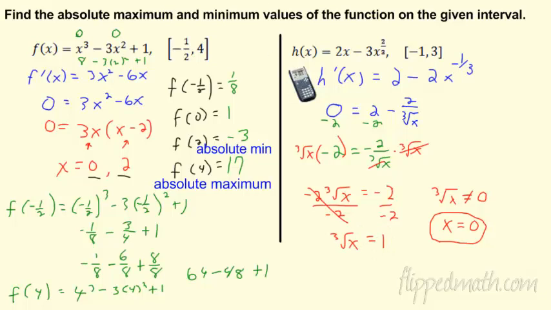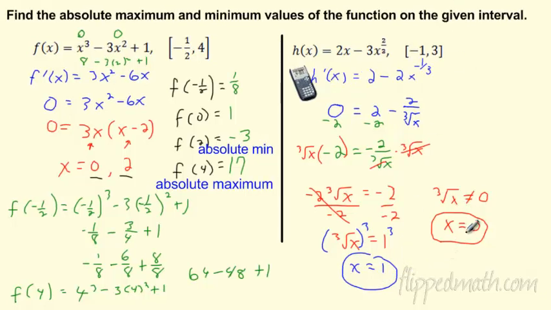And again, you probably know what number, if you take the cube root of it, is 1? Well, it's just 1. But if you want to do the math, to get rid of a cube root, you just cube both sides. So that's really 1 cubed, which is 1. So here are my two critical points: x equals 1 and x equals 0.